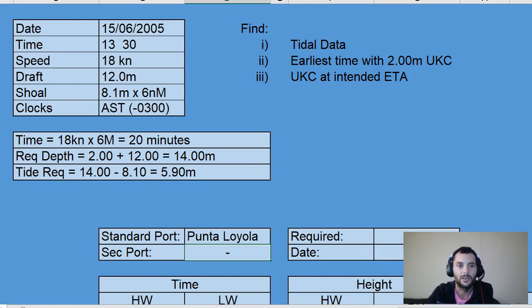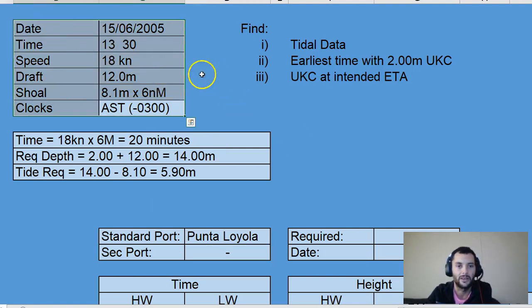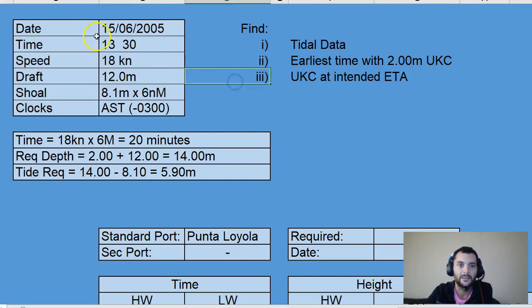So the question could give us the following information as indicated in this table on the left here. It gives us a date, and the date here is the 15th of June in 2005. The time is approximately 1:30 in the afternoon, 13:30. The speed that the vessel is doing is 18 knots. The draft of the vessel, the maximum draft, is 12 meters.